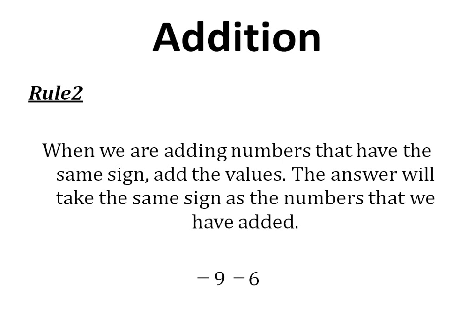We are adding numbers again, and the signs are the same. This time, the signs are negative. So, we are going to add the values. 9 plus 6 is equal to 15. And the numbers that we are adding have negative signs. Therefore, the answer is going to be negative.